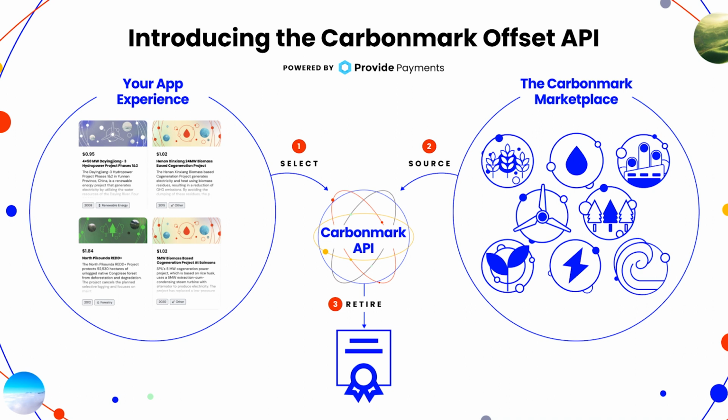So when your end user in your application clicks buy and retire, it will send that message to the Carbonmark marketplace through the API. It will then retire, create a certificate, and do that all instantly in a few seconds. This is really an innovation in the architecture in the sense that we're able to do this instantaneously. And there's really a number of problems that this is solving.